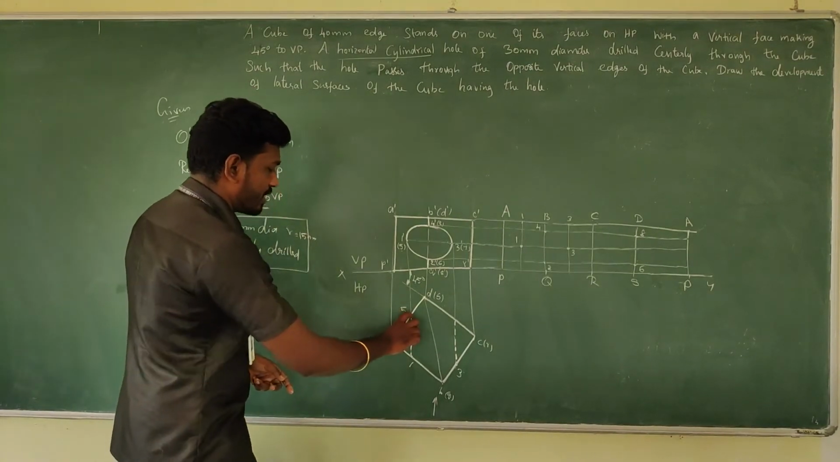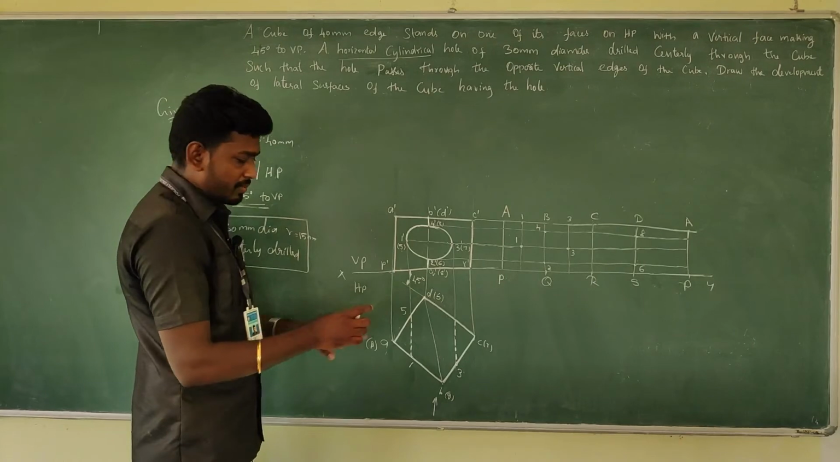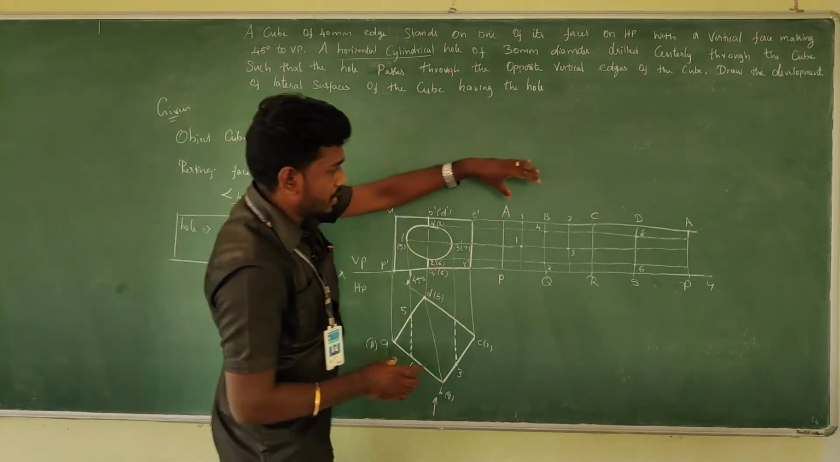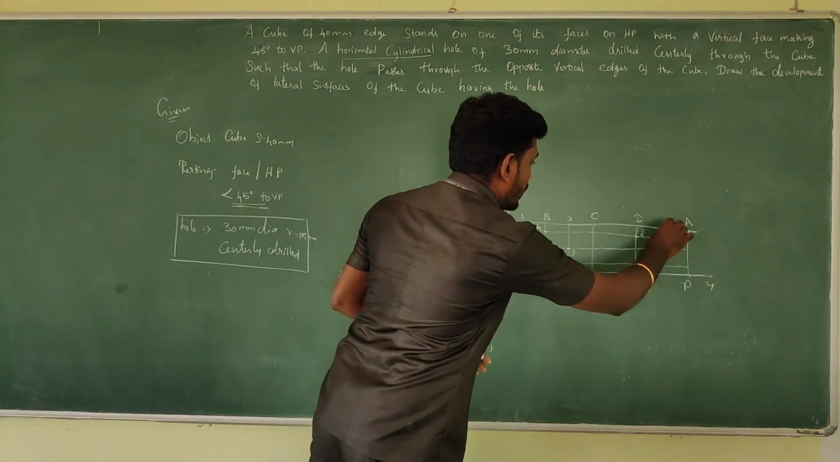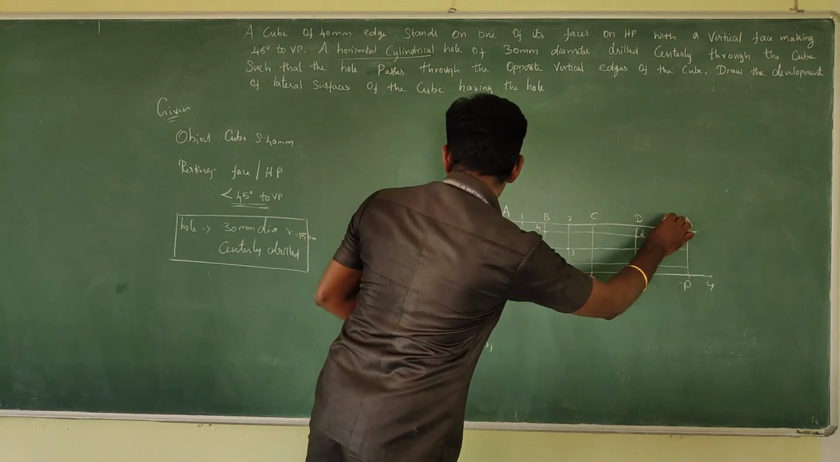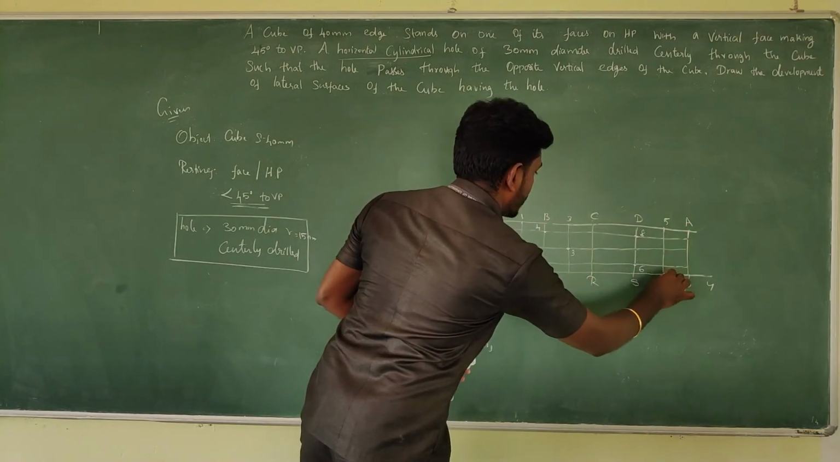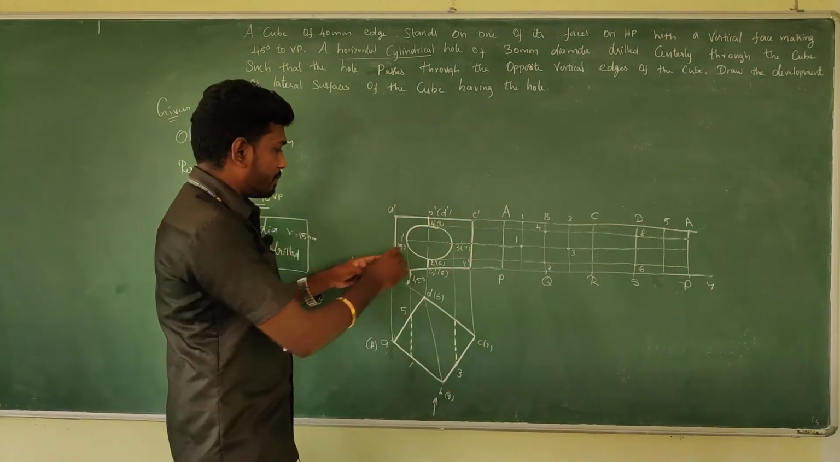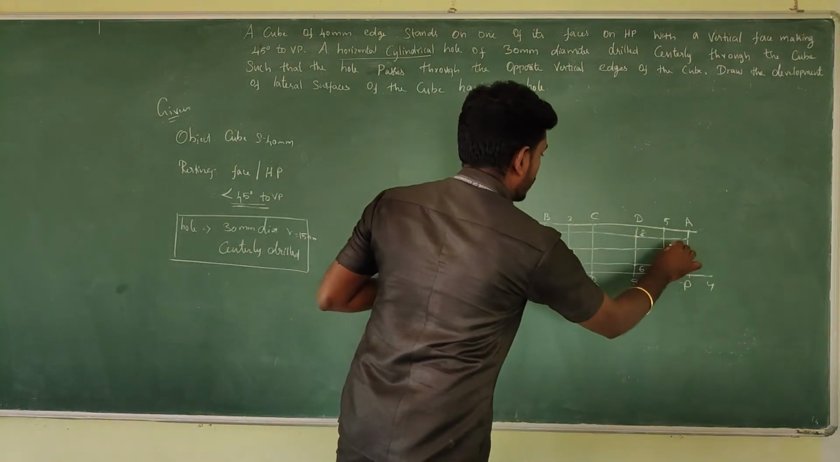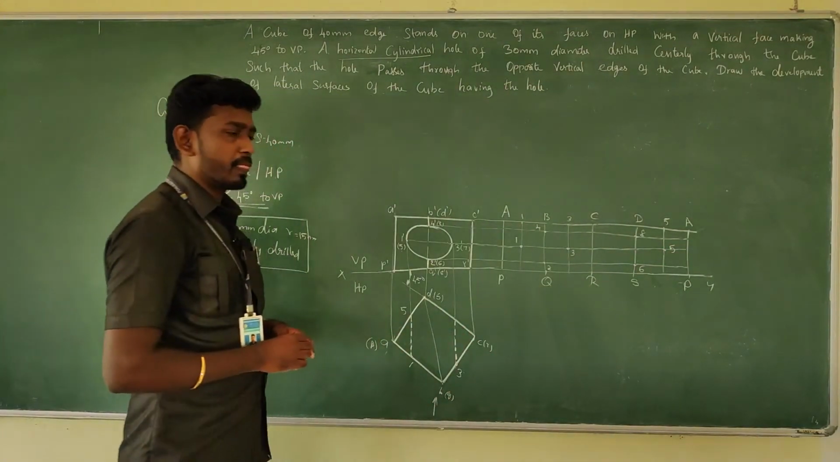So take the measurement from A to 5. What is the measurement? In between A to D. So when you are transferring it, you will get the 5th point. Just have the 90-degree line. It intersects with it. This would be the 5th point.